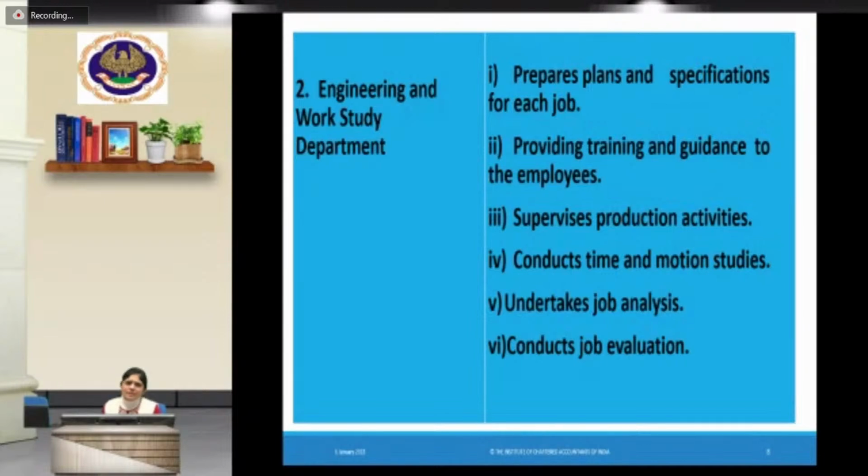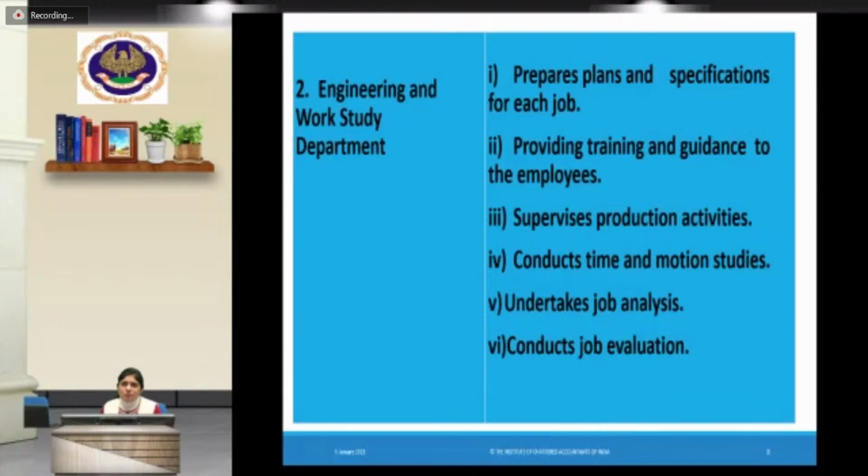And job analysis, as I explained, is a detailed description and specification of a particular job: what is to be done and how it is to be done, what persons will be required, and what technical qualifications or skills will be required for performing that job. And apart from that, exactly what training is required is charted out here.